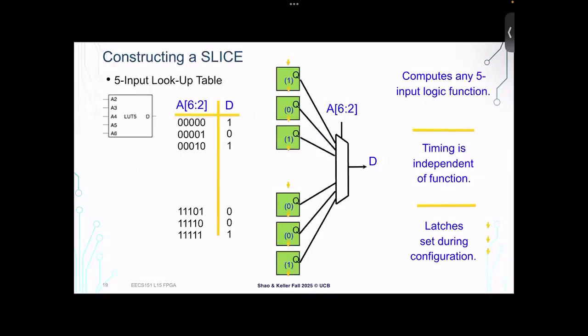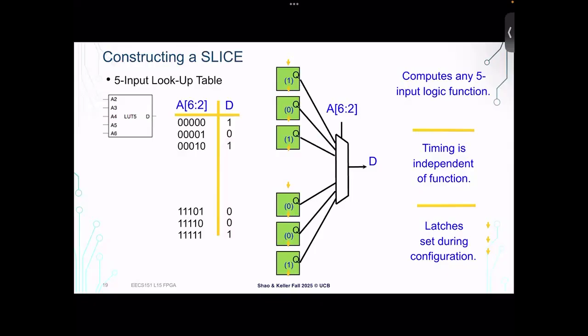Okay, so back to your question, here's a lookup table. Your FPGAs actually use LUT5s as the basic building block. Okay, so it's going to have 5 inputs and 32 state elements. You notice that unlike for ASIC CMOS logic, the timing is independent of the function here, right?